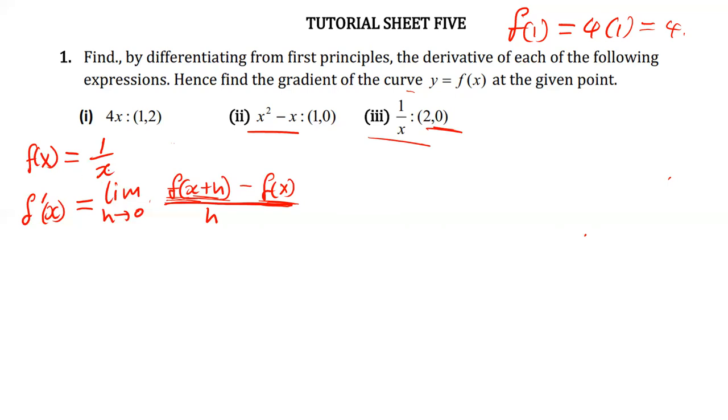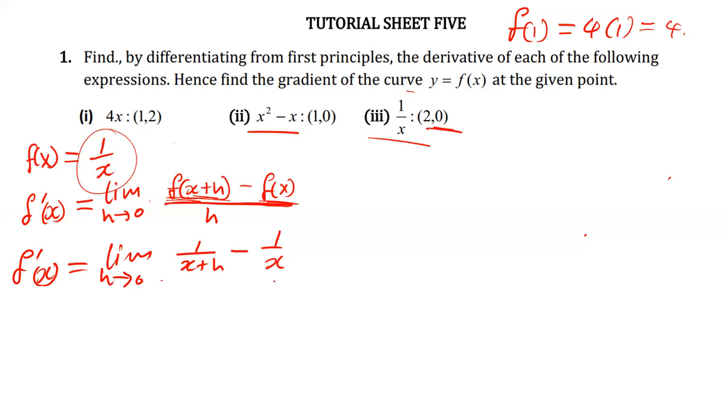So while there's x, I'm just going to replace it with x plus h. So to find f prime of x, I'm going to find the limit as h approaches 0 of f of x plus h, meaning while there's x there, I'm going to put x plus h. Then minus f of x, which is simply this same part, 1 over x. Then I'll divide everything by h.